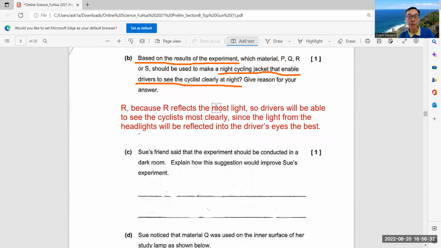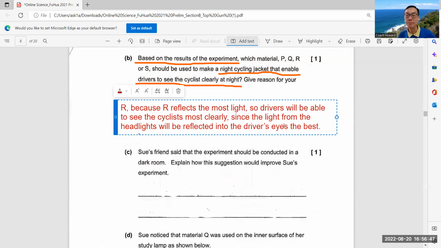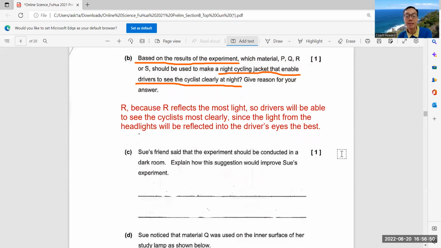Because R reflects the most light, so drivers will be able to see the cyclist most clearly, since the light from the headlights will be reflected into the driver's eyes best. Some students, if they just wrote R will reflect the most light, won't get the mark, because you must mention the application part: the driver will be able to see the cyclist most clearly. So you take note, you must connect the observation to the real life application.